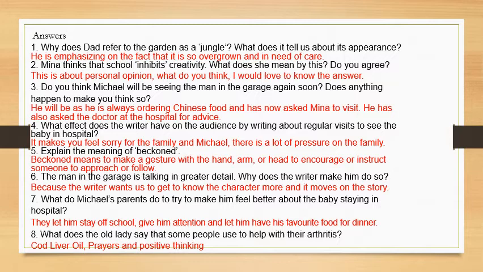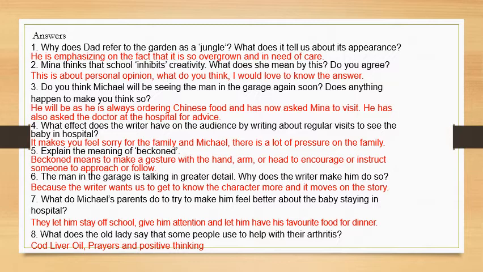Number 7, what do Michael's parents do to try and make him feel better? So they are letting him stay off school, they're giving him extra attention, so Mum's putting cream on him at the hospital, and his dad's taking him to get his favourite Chinese food, or what he thinks is his favourite Chinese food, and spending a lot of time with him.